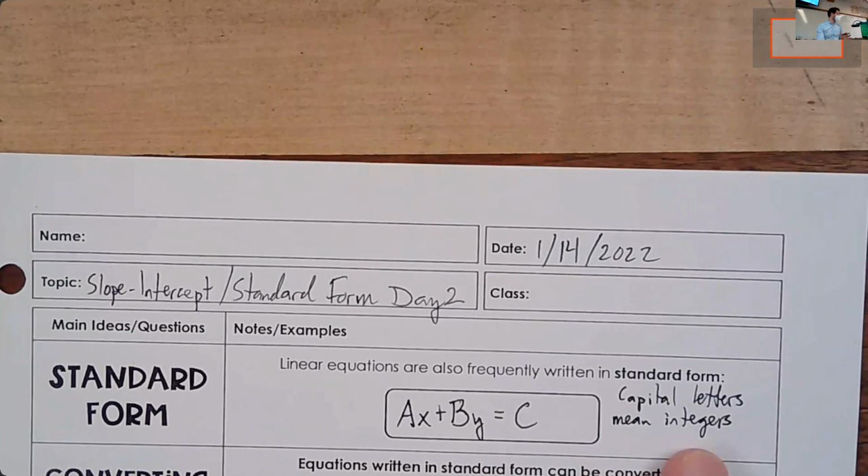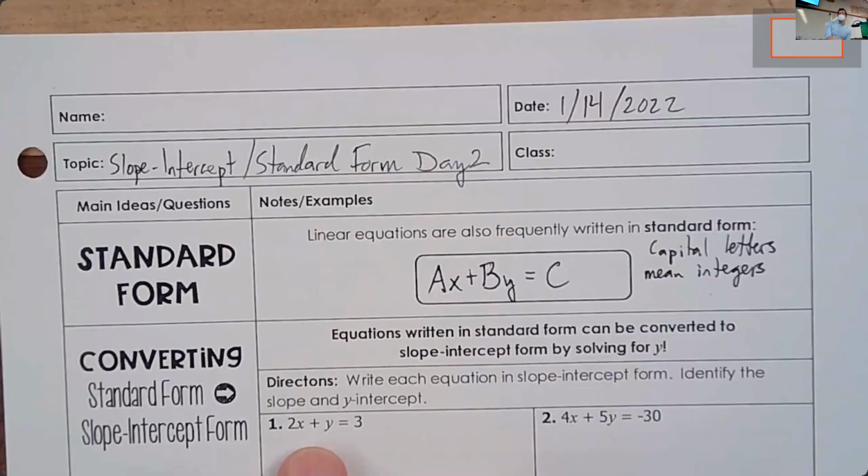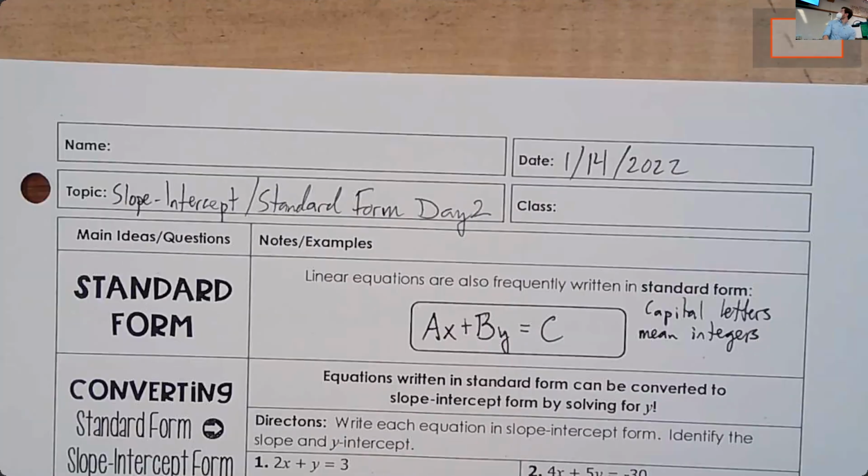So the capital letters over here mean that that's a positive or negative whole number, positive or negative whole number, positive or negative whole number. In that formula, those capital letters mean that. So you will always see that with standard form. You'll always start with positive or negative whole numbers in the equation. X and Y will always remain X and Y, just like you saw in slope-intercept form yesterday.